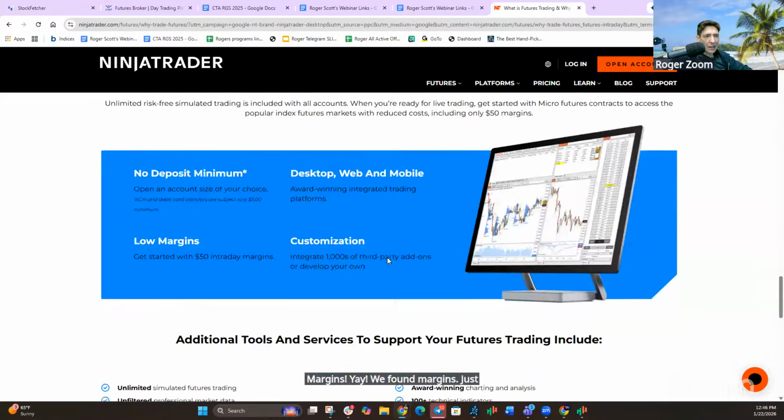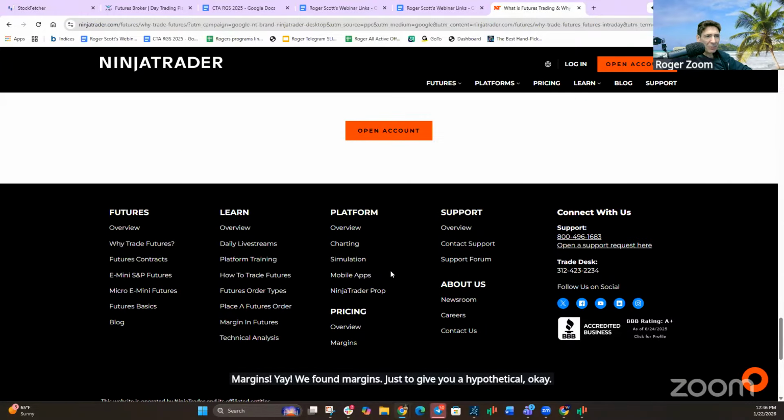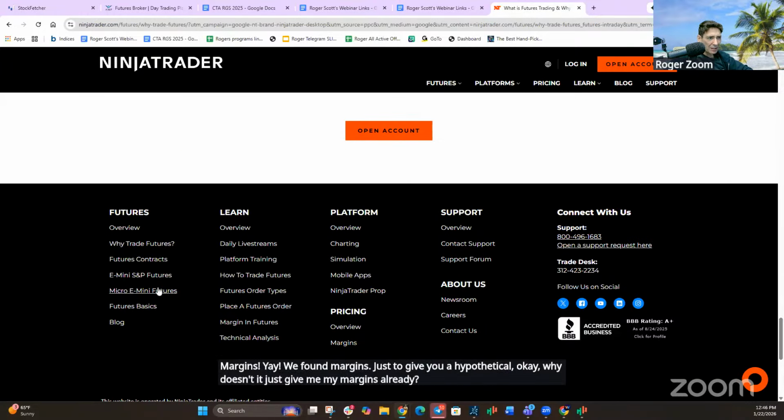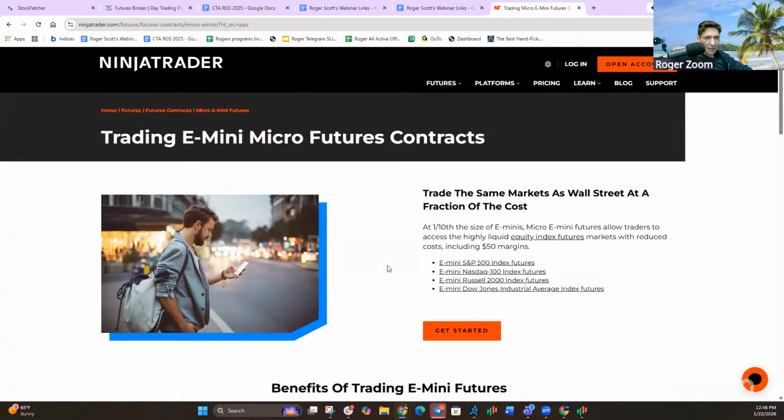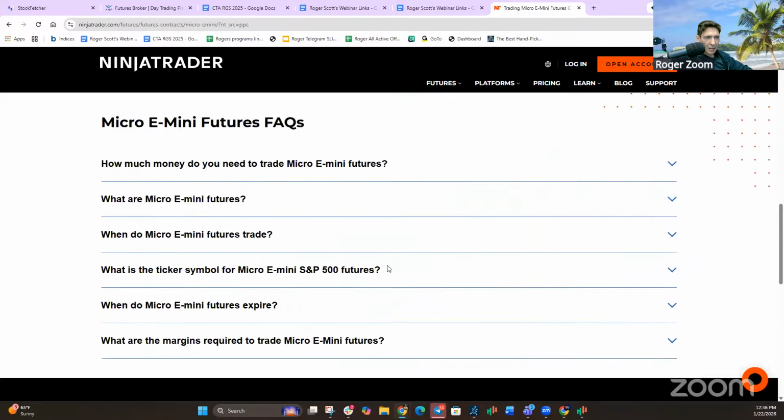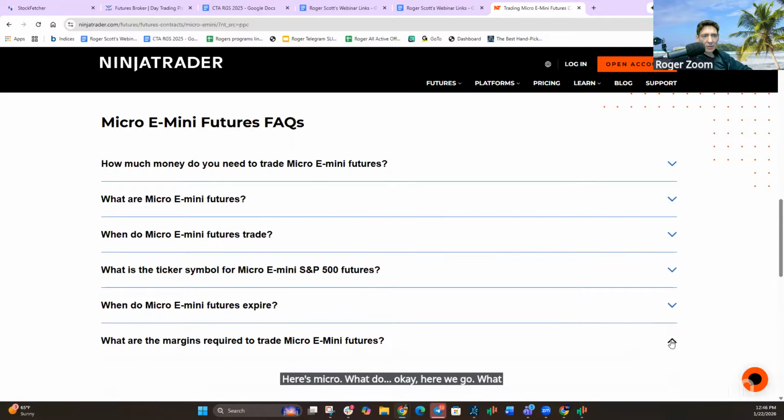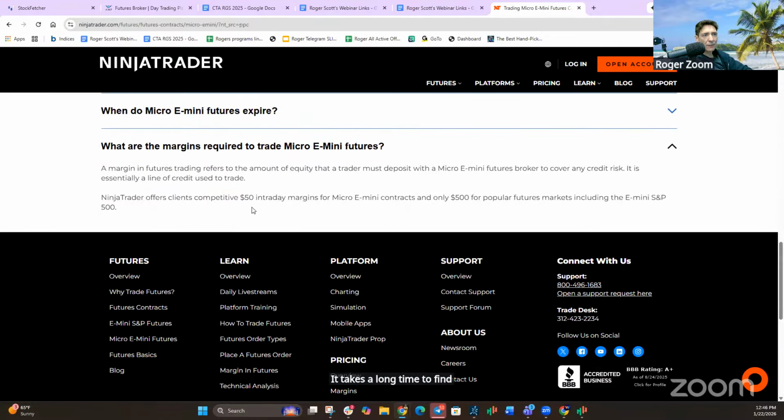Just to give you a hypothetical, okay? Why doesn't it just give me my margins already? Here's micro. Okay, here we go. What are the margins? It takes a long time to find all. Okay, $50 intraday for micro E-mini and $500 for the regular. The other one was $40. This is 50 and 400 versus 500.